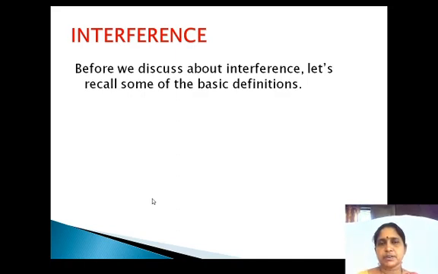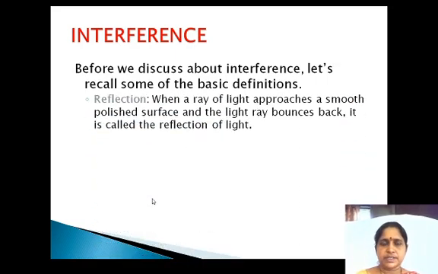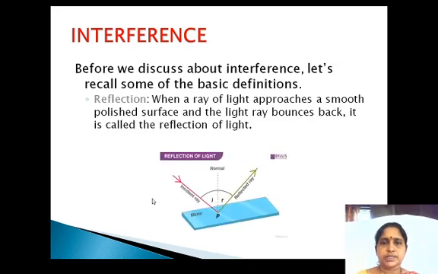Let us recall some of the basic definitions. You already learned these definitions in previous classes, so we recall them again. First, reflection. When a ray of light approaches a smooth polished surface and bounces back, it is called reflection. So the light ray is incident and comes back.